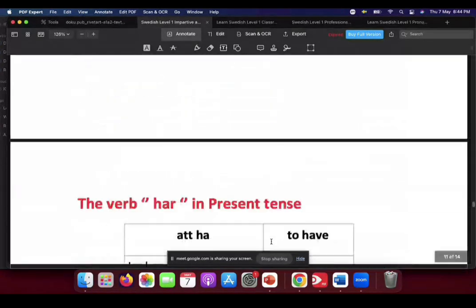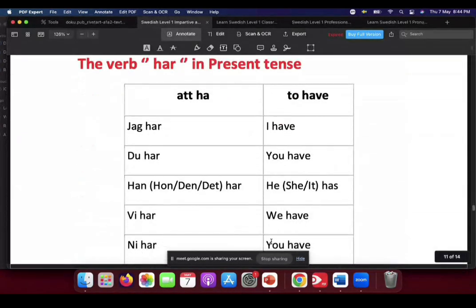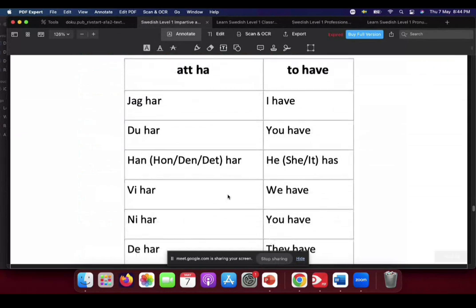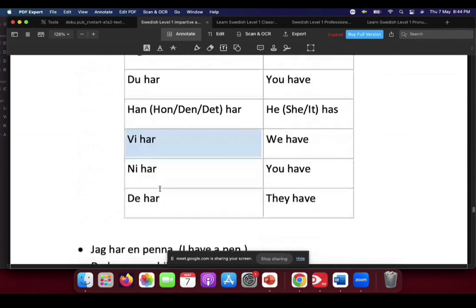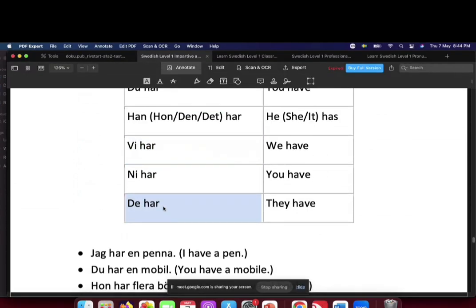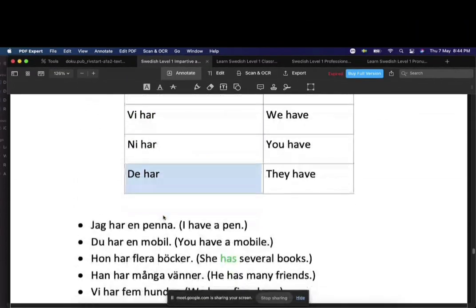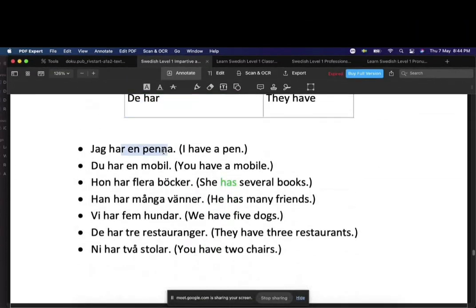And the second most common irregular verb is ha. Har. It can be used for has or have. Jag har, I have. Du har, you have. Han har, he has. Hon har, she has. Vi har, we have. Ni har, you have. And de har, they have. Like jag har en penna, I have a pen. Du har en mobil, you have a cell phone.